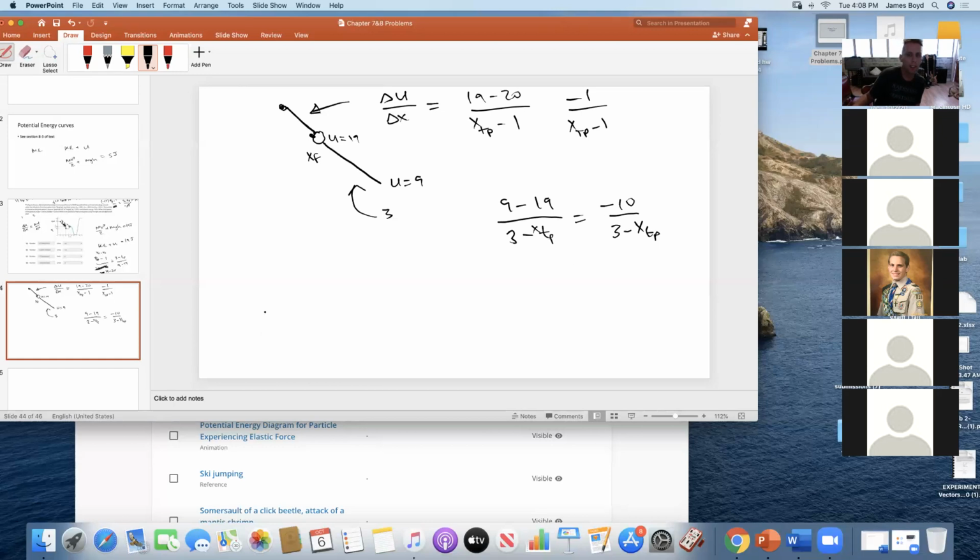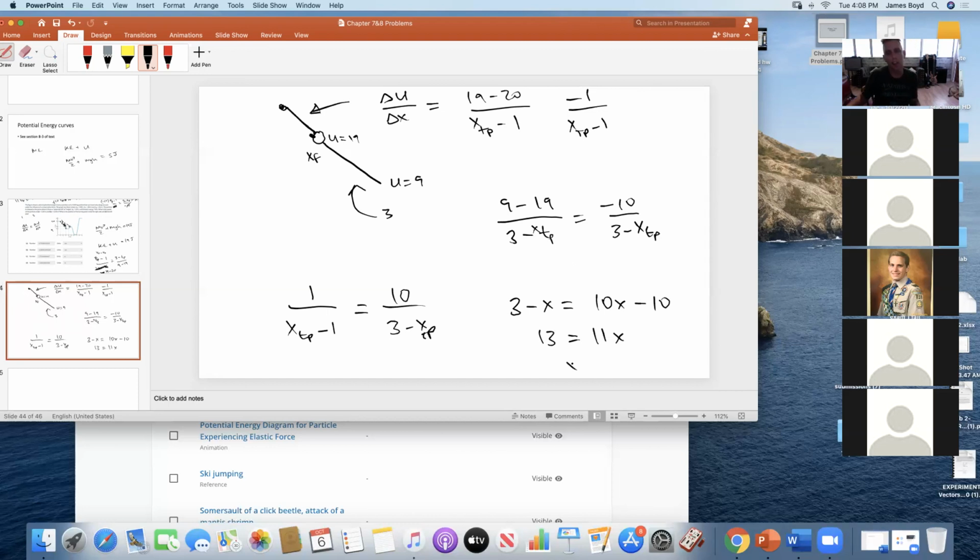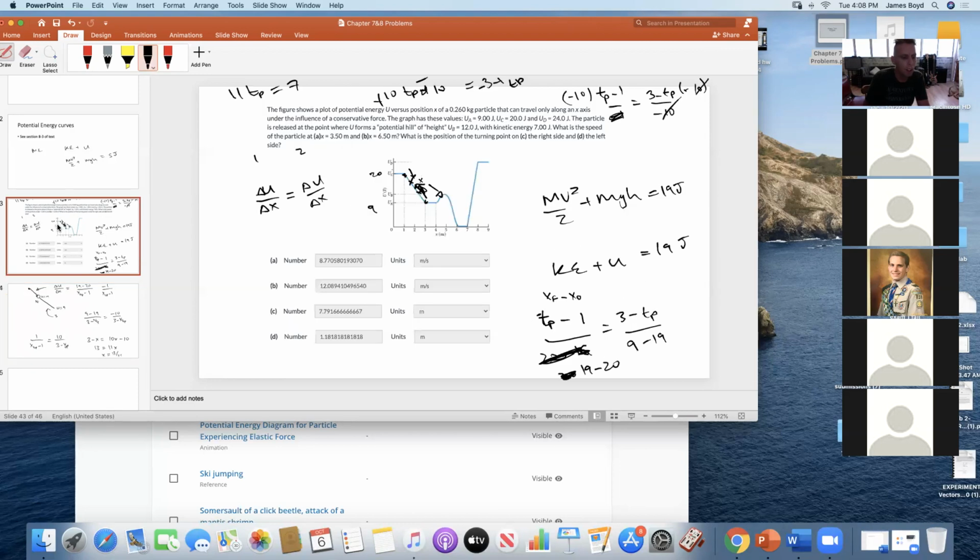Setting these two equal to each other, canceling a minus sign, 1 over XTP minus 1 is 10 over 3 minus XTP. Or I'm just going to call these X. 3 minus X is equal to 10X minus 10, or 13 is equal to 11X. So X is equal to 13 divided by 11. Which feels a little wrong as well. Nope, that's right. That's the answer to D.